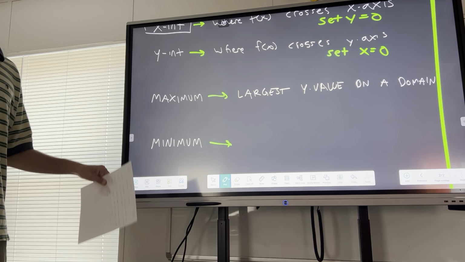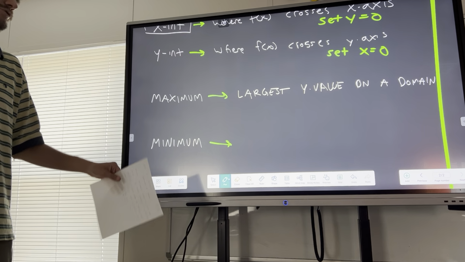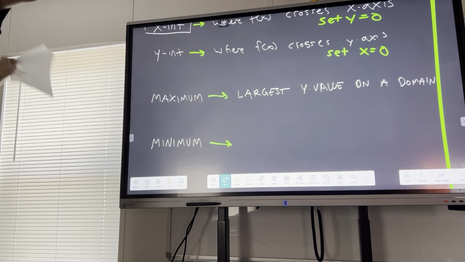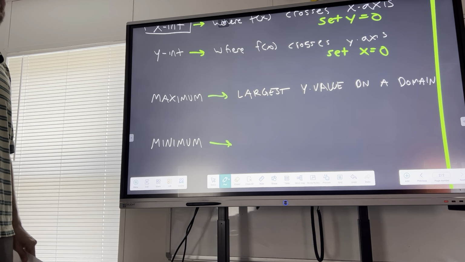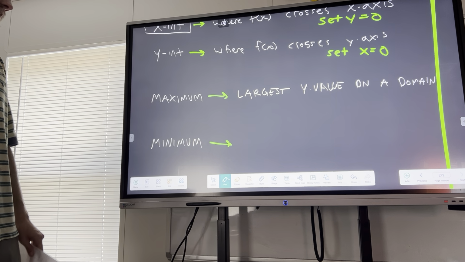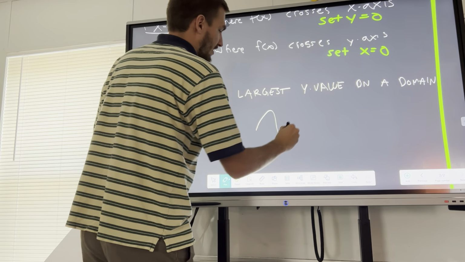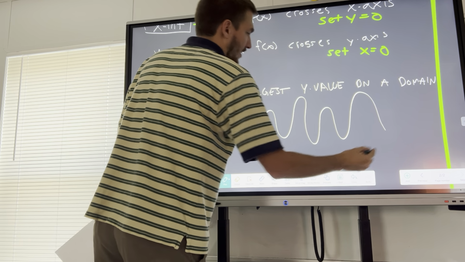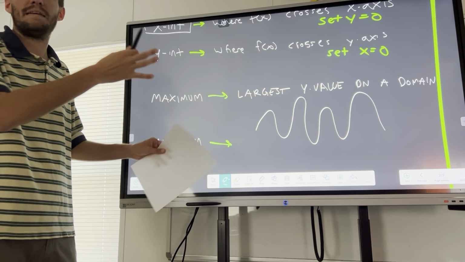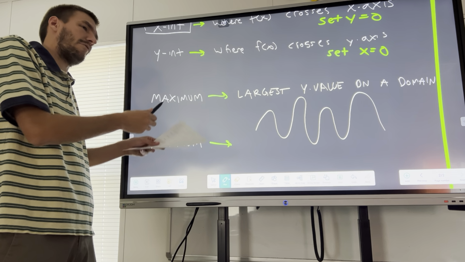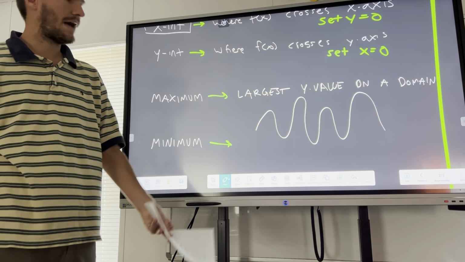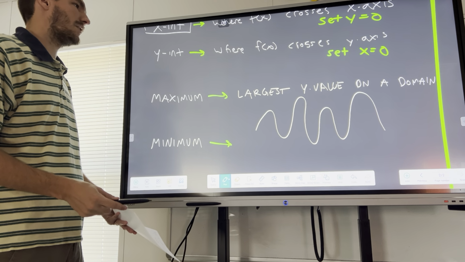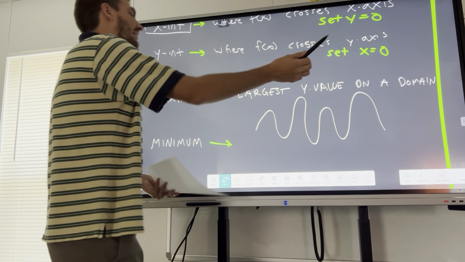The largest y value on a domain. And the domain is just like a range or a set. The reason that we can't maybe just say the highest value is because maybe we have a function that looks all kinds of crazy, and there's many maximums here. You might remember local maximums or relative maximums and absolute maximums, hopefully words you've heard before. It's the largest y value on a domain.